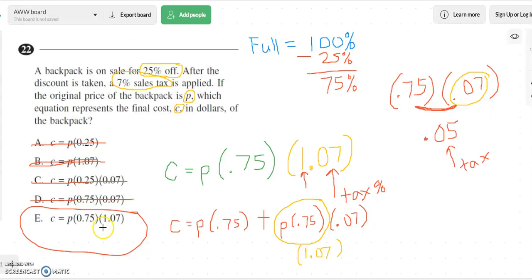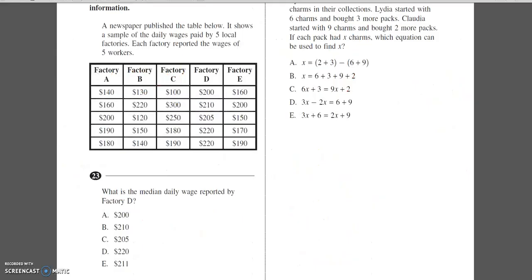So your answer for this one is going to be E, and if your students have problems with this, there's a very good reason for it, because it does not follow the kind of logic that I would expect from this type of test. So we go from a problem that is very, very difficult to one that's pretty simple. A newspaper published the table below.